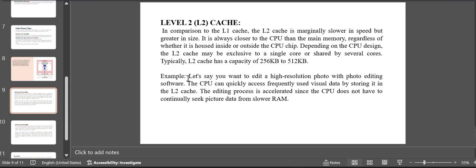Example: let's say you want to edit a high resolution photo with photo editing software. The CPU can quickly access frequently used visual data by storing it in the L2 cache. The editing process is accelerated since the CPU does not have to continuously seek picture data from the slower memory.